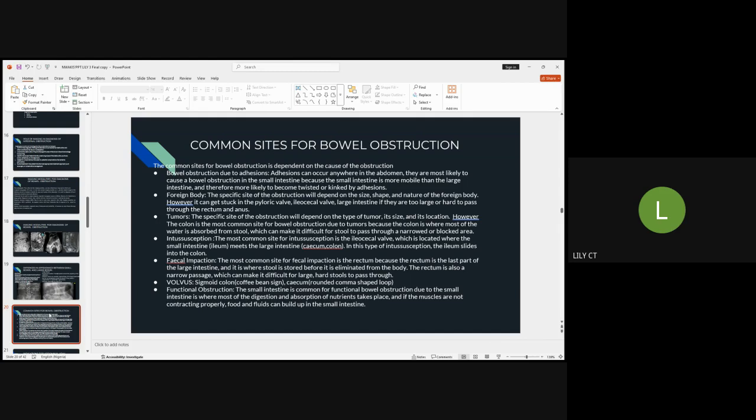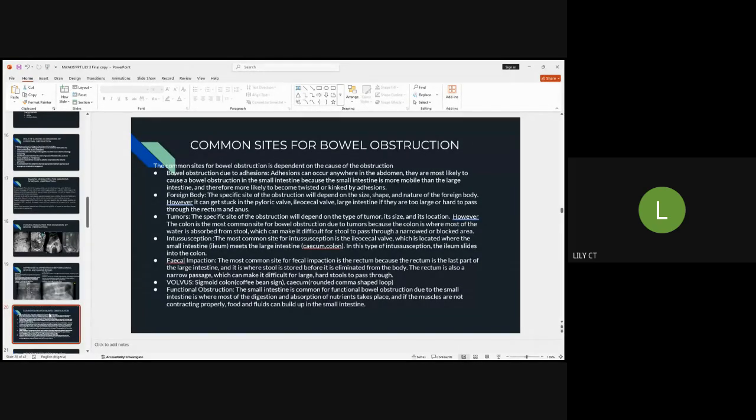Intussusception. The common site for intussusception is the ileocecal valve, which is located where the small intestine, which is the ileum, meets the large intestine. In this type of intussusception, the ileum slides into the colon. So the small intestine slides into the large intestine. Fecal impaction. The most common site for fecal impaction is the rectum, because the rectum is the part of the large intestine where the feces most likely have had all the fluid absorbed, so it can make it difficult for larger particles to pass through.